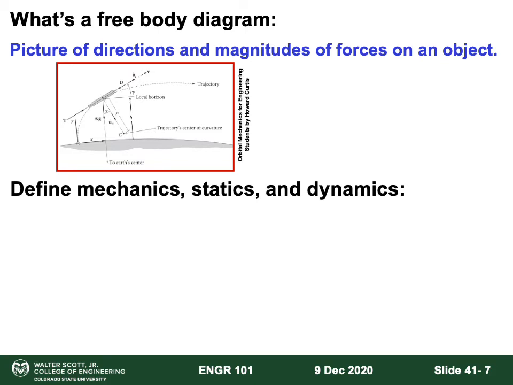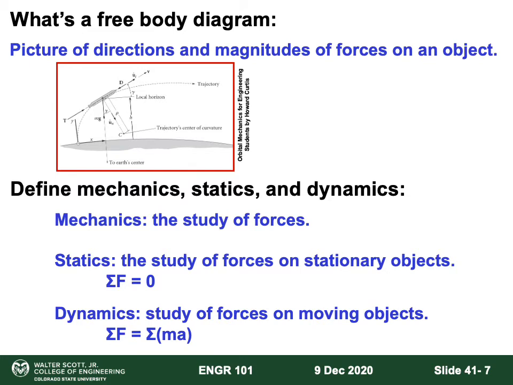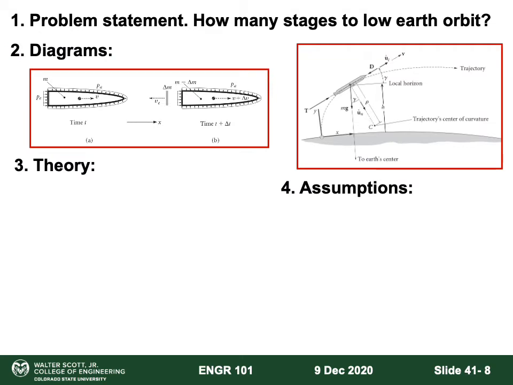Let's also define what we mean by mechanics, what we mean by statics, and what we mean by dynamics. So these are courses that mechanical engineers and civil engineers will take. Mechanics is the study of forces, and so that's very similar to the first semester physics class that you take. Statics is the study of forces on stationary objects, i.e. where the sum of the forces equals 0. And dynamics is the study of forces on moving objects, where the sum of the forces equals the sum of the masses times accelerations. In this case, we have a dynamics problem, and let's set that problem up.